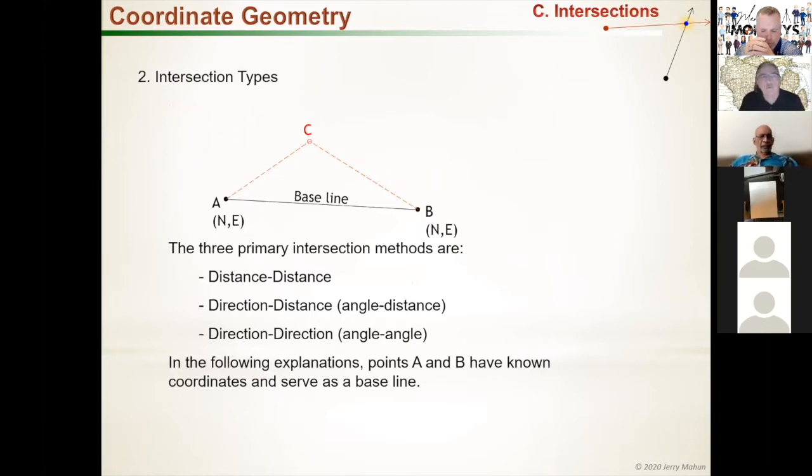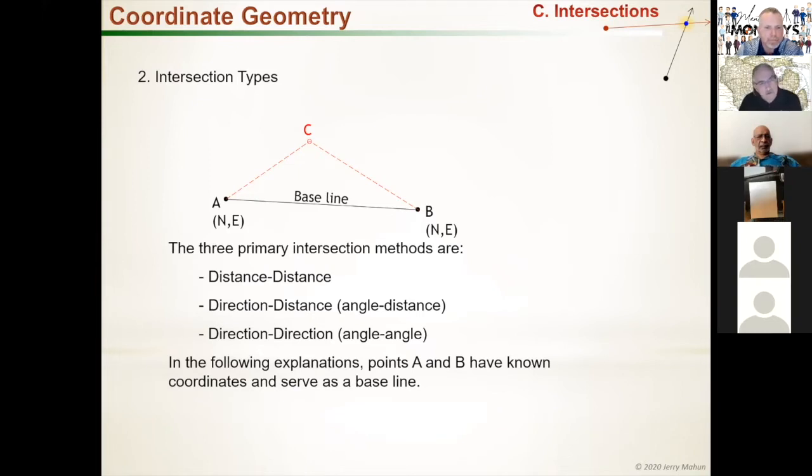Now, when you go into software, whether you use Civil 3D or Traverse PC or any other software, you go into the intersection routines, and there's like a million different intersection options that you can pick from. But they're all fundamentally some variation of these three, because you're solving basically a triangle. It's a distance intersection, distance direction, or an angle distance, and a direction.